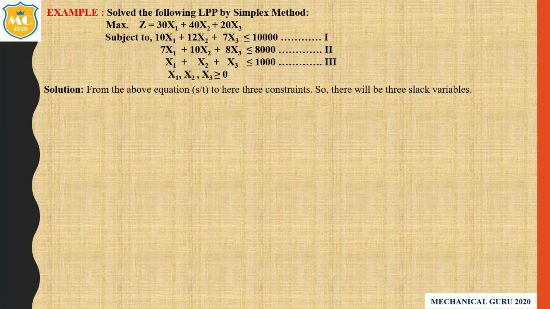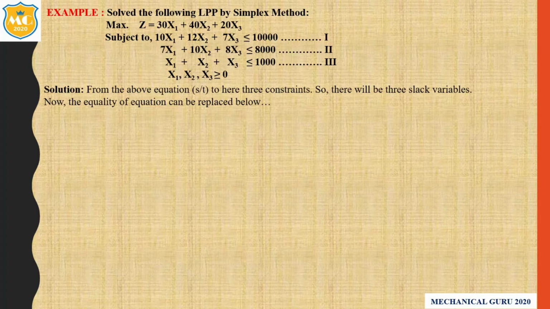From the above equations, there are three constraints, so there will be three slack variables. Now the inequalities can be replaced as below. So now we have to convert the inequalities to equality form.